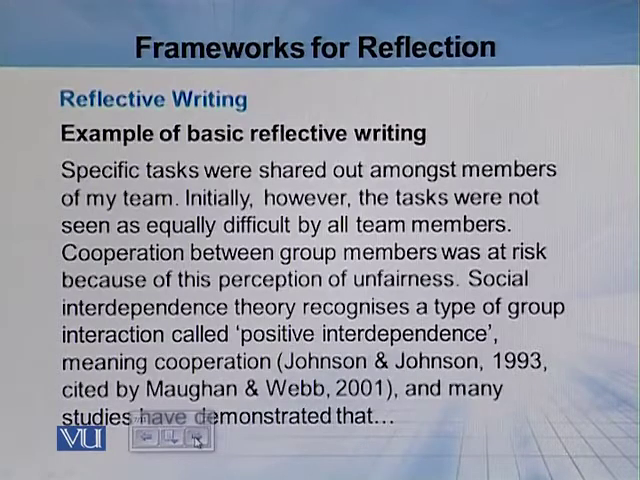Then the reflective writing goes on to talk about the occurrence from a different point of view. For example, social interdependence theory recognizes a type of group interaction called positive interdependence. And it's at this point you can see the reflective practitioner is beginning to analyze and to think deeply about the occurrence. This is the interpretation aspect of reflective writing.